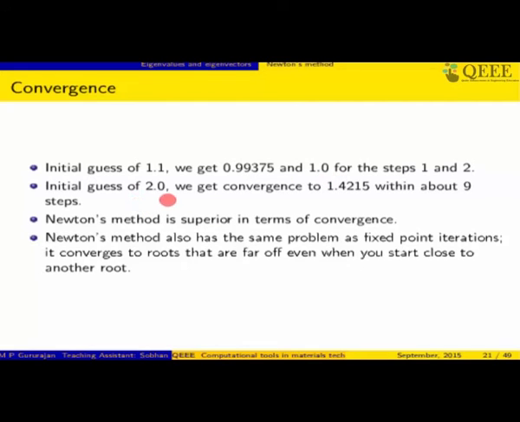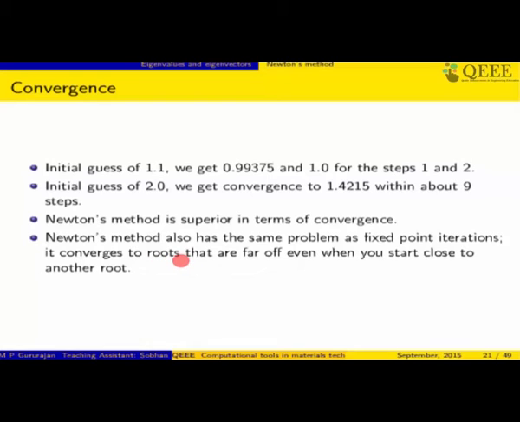If you take an initial value of 2, in about 9 iterations you will get to 1.421. So Newton's method is superior in terms of convergence, but in this case it is converging to all the 3 values, and it is also known that Newton's method has this problem of converging to a root which is far off even when you start close to another root.